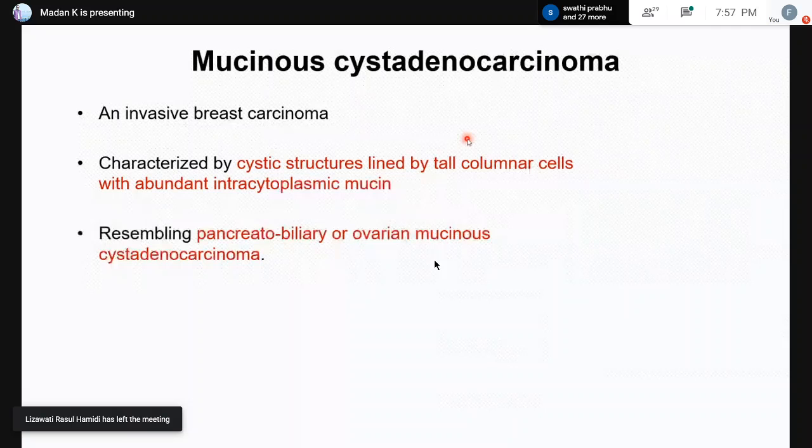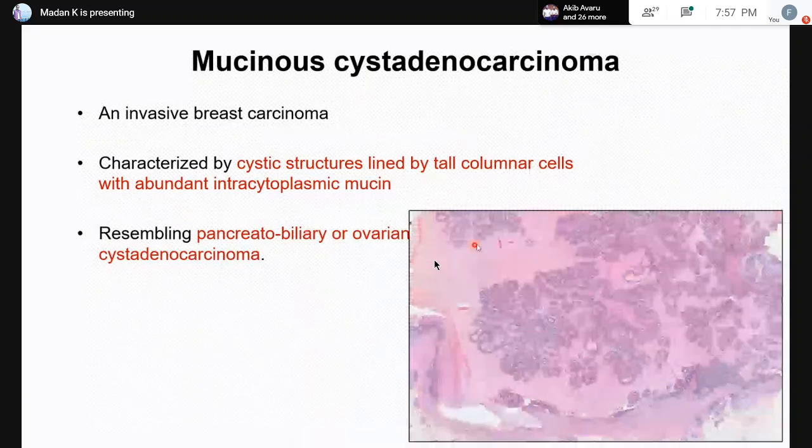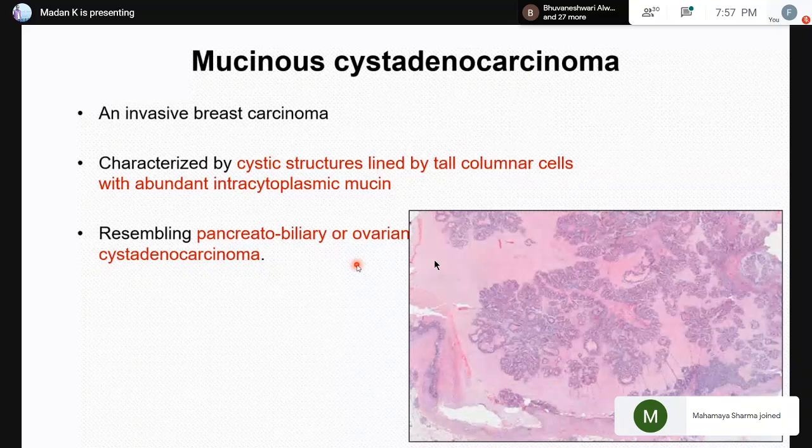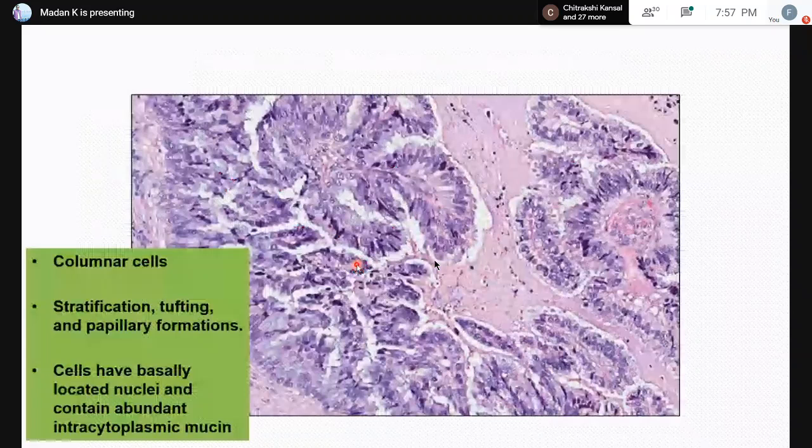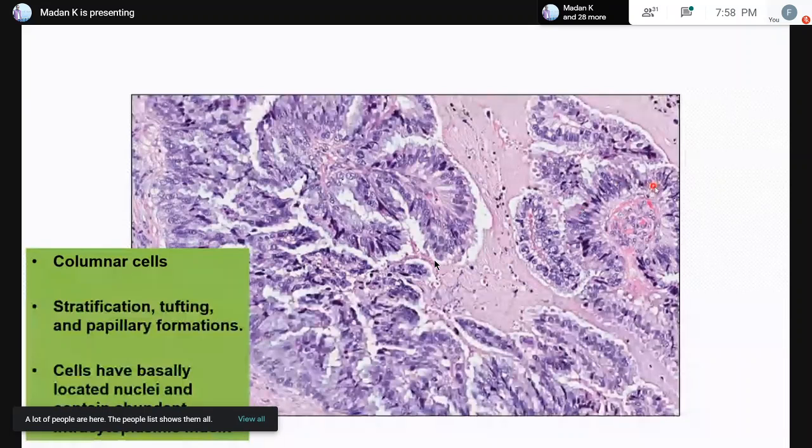The first one, mucinous cystadenocarcinoma, is an invasive carcinoma which is characterized by cystic spaces as shown here, and tumor cells are arranged in papillary fragments. These tumors resemble pancreatic and ovarian serous cystadenocarcinomas. Going to higher power, we can see the tumor cells arranged in papillary fragments with fibrovascular core, and the cells are columnar with basally arranged nuclei. We can also notice the cells have abundant intracytoplasmic mucin. On IHC, these tumors are typically triple negative.